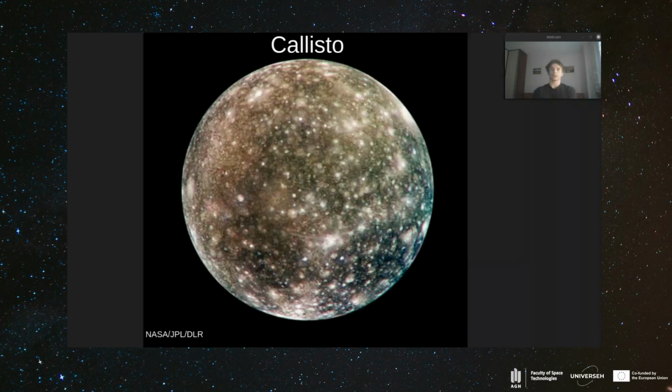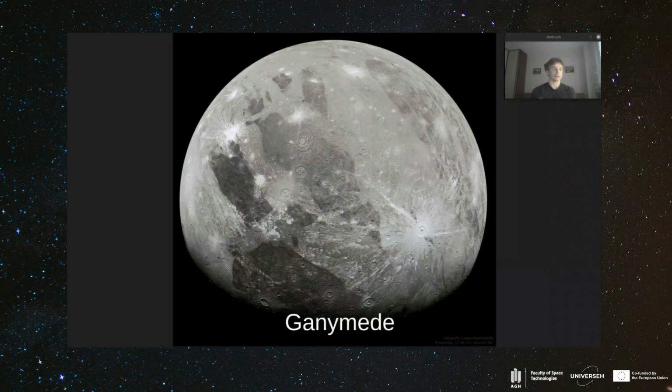However, in the 1990s, the Galileo probe revealed that there may be a salty ocean underneath. However, it would be much deeper into the subsurface of Callisto. So now we are moving to Ganymede, the largest moon in our solar system.